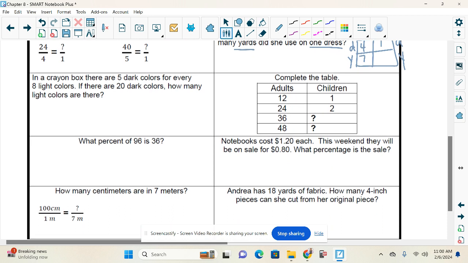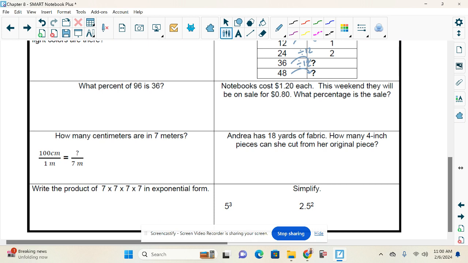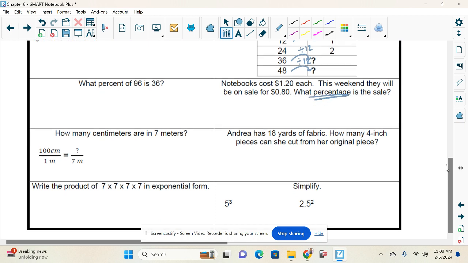Here we want to complete the table. So we want to figure out what are we doing to the adults to get children. And it looks like we're multiplying by 12 or dividing by 12. So I'd have to do 36 divided by 12 and 48 divided by 12. Here we have a percentage question, so we need to do a percent box.